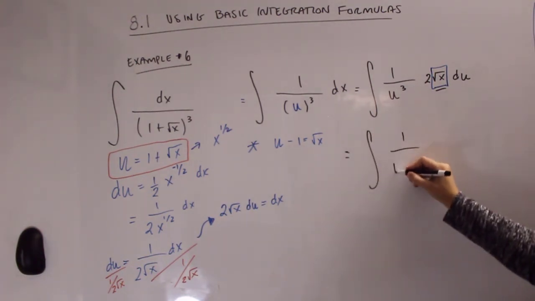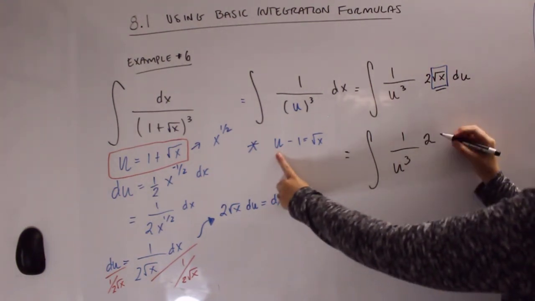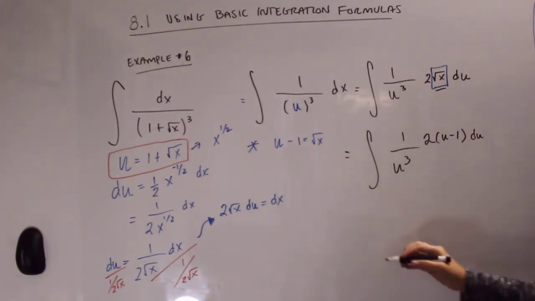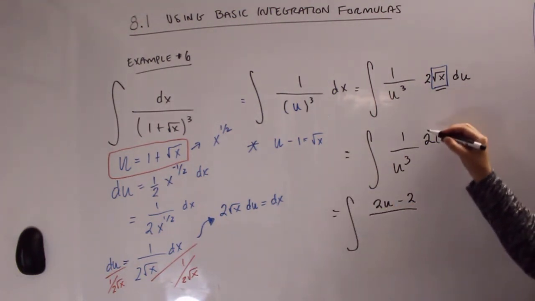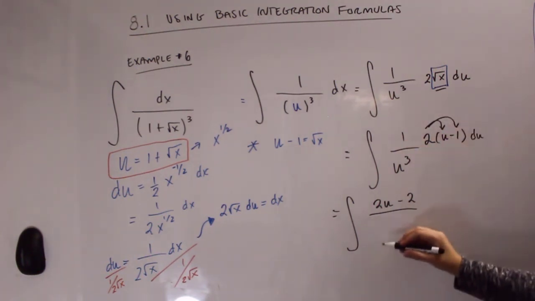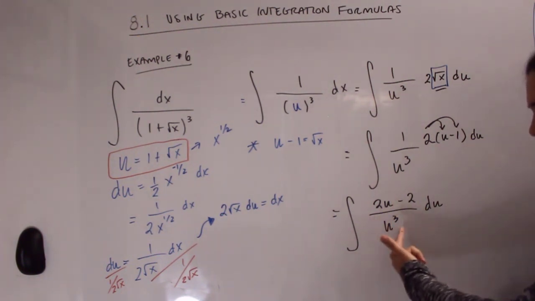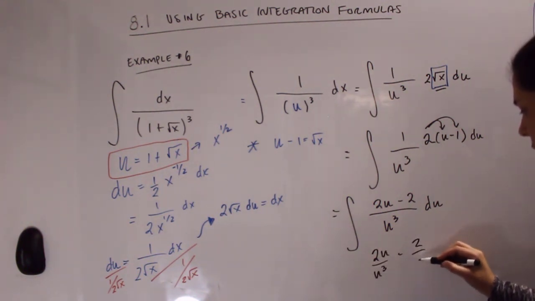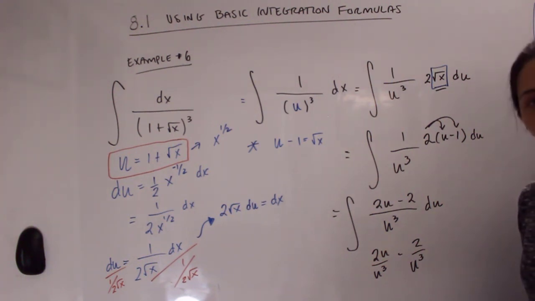This integral becomes 1 over u cubed times 2 square root x, which is u minus 1, don't forget your parentheses, because the 2 actually distributes, du. Okay? And then let's go ahead and distribute that 2u minus 2 times this 1 over u cubed. And then the integration is way easier now. You can just separate these two terms. You can say 2u over u cubed minus 2 over u cubed. Simplify this to be 2 over u squared. And then just use your power rule. All right, so 8.1, we did it.